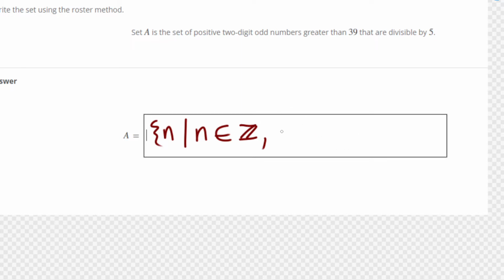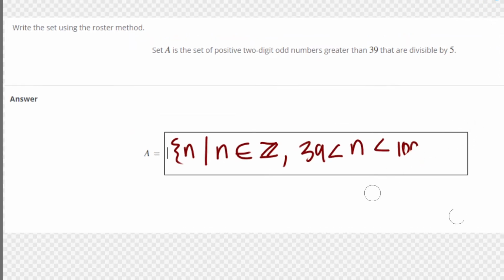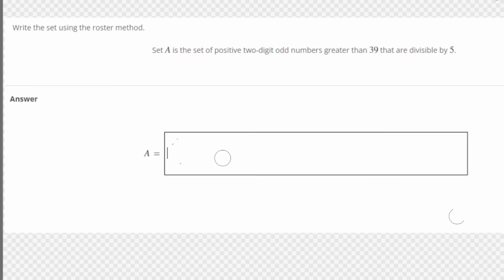Actually, if we do this, if we do 100 is greater than n, oh, sorry, sometimes with these it's hard to get it in the right order. Okay, I see. I misread. We're using the roster method. We are not using the set builder notation.